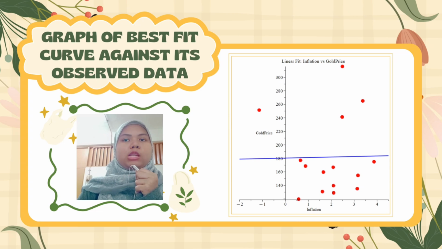So, this is our graph of best fit curve against observed data for the linear model. This graph shows the relationship between inflation on the x-axis and gold price on the y-axis. The blue line is our best fit linear model and the red dots represent the actual data points. As we can see, the line has a slightly positive slope, meaning that when inflation increases, the gold price also increases. However, the actual data points are scattered far from the line, and this shows that the linear model does not fit the data well. There is no strong linear trend. Instead, the variation in data suggests a more complex relationship.